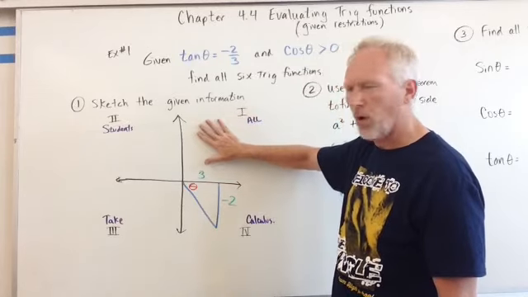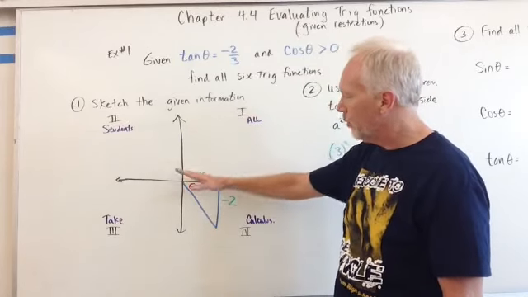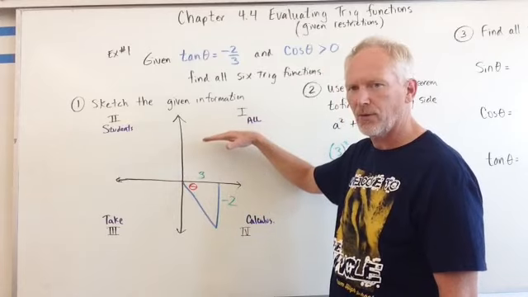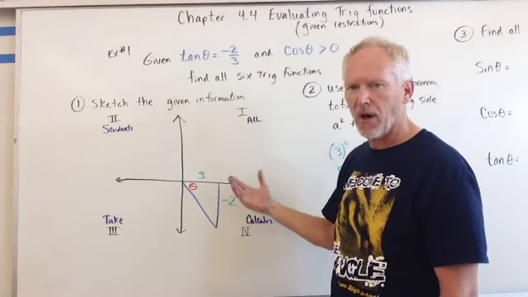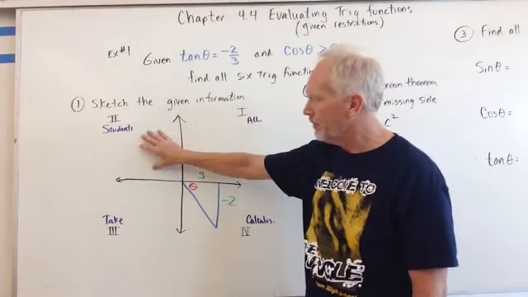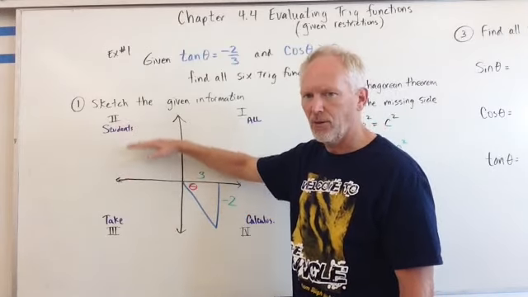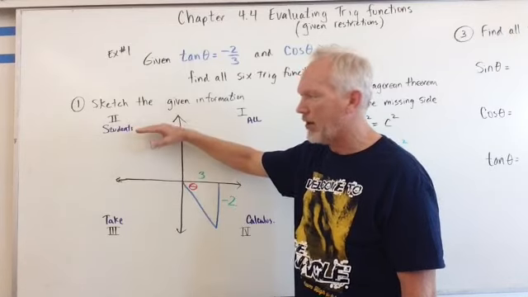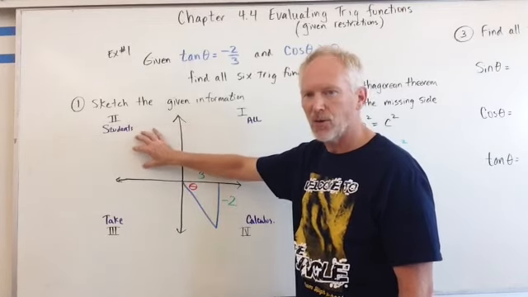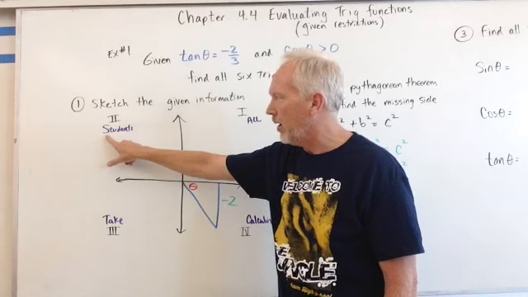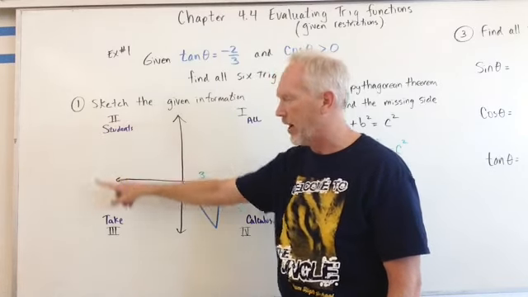Here, everyone's positive. Quadrant 1, everything's positive. We're positive in the x direction. We're positive in the y direction. Tangent's positive. Everything's positive. Here, we're going in the negative x direction. So our sine values are positive because they're in the positive y direction. So tangent will be negative over here. So the only one that's positive is sine.